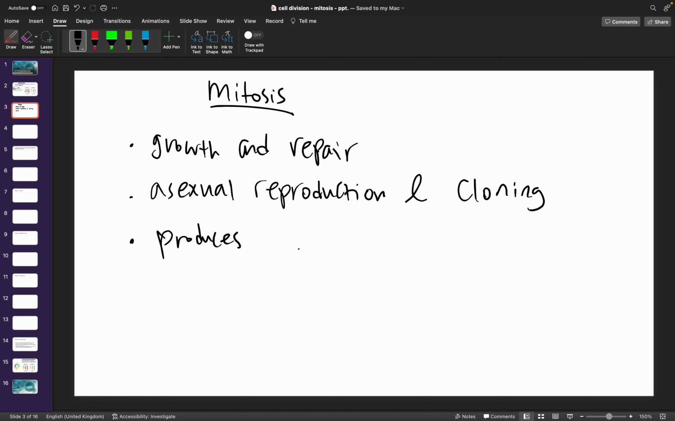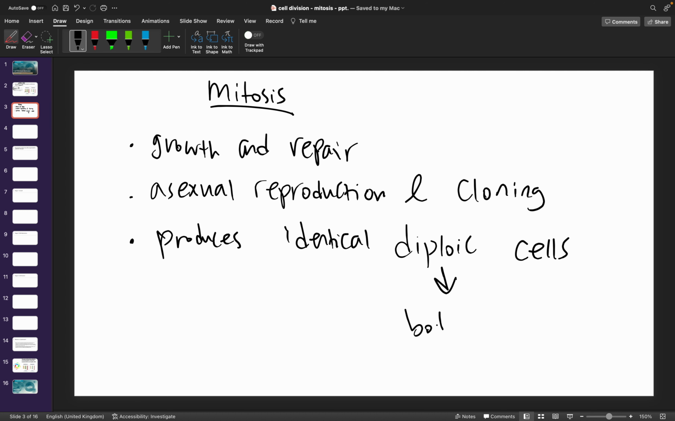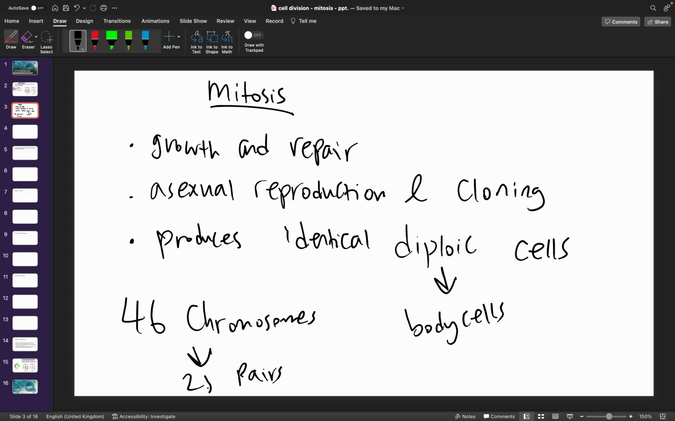It produces identical diploid cells. This is the key point. Diploid cells, remember, are when you have pairs of chromosomes. So it produces identical diploid cells, which are just the normal body cells. We're going to have 46 chromosomes in total in one cell, formed from 23 pairs. Each pair has 2 chromosomes, forming 46 in total per cell. That's the basic overview of the purpose of mitosis.